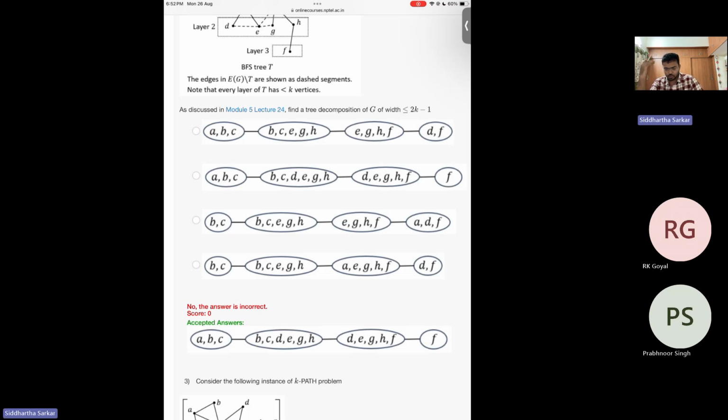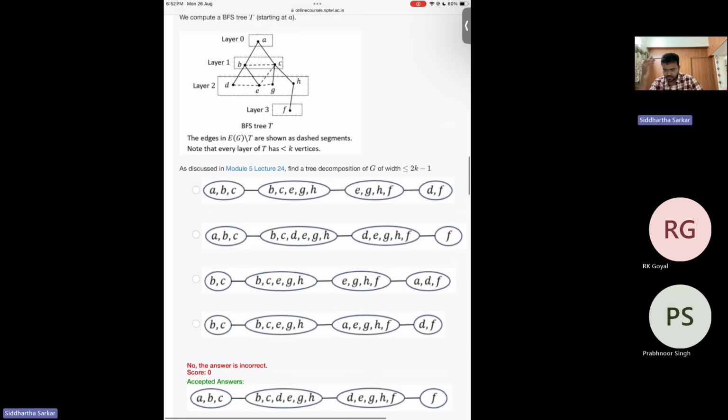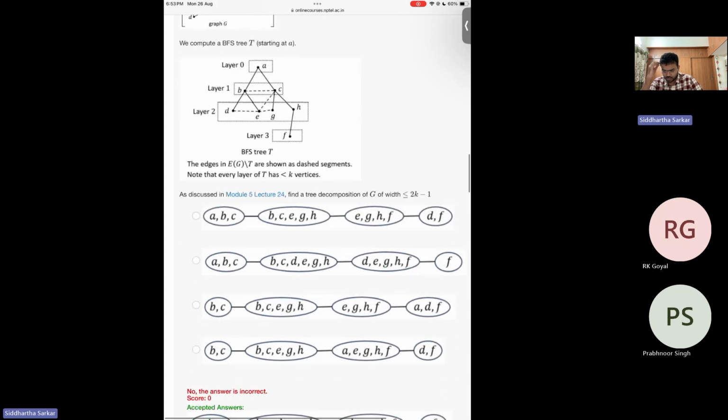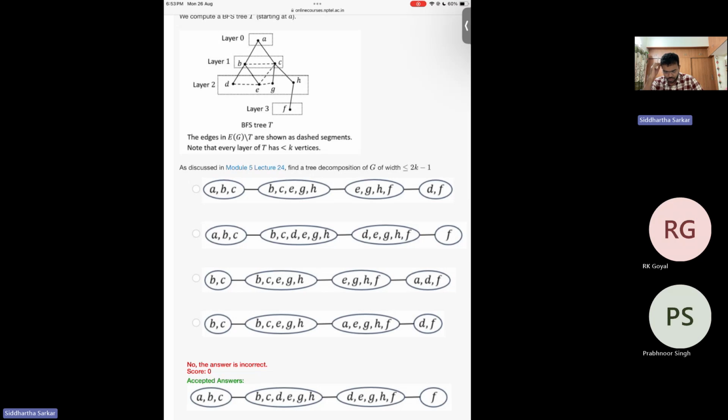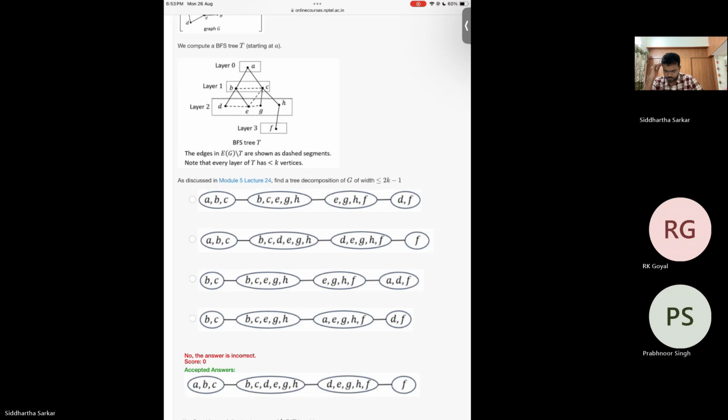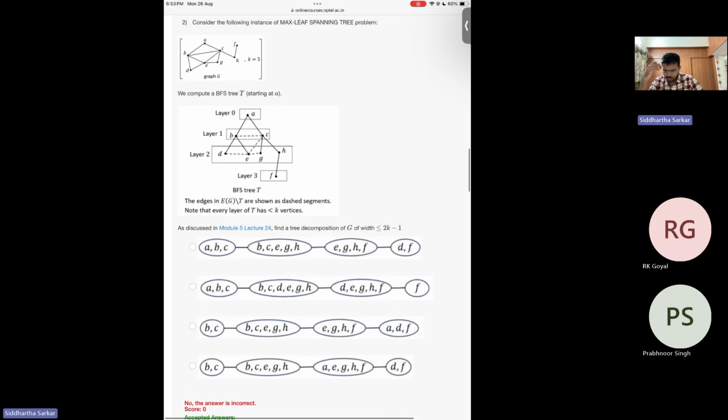This is part of solving another problem, the max leaf spanning tree problem. But in the process of solving the problem, you make use of this tree decomposition, which helps you design a solution for this problem that runs in so much time. Now we'll see how, after you have done the tree decomposition, you can exploit it to design a fixed parameter tractable algorithm, which we will see in the next question.